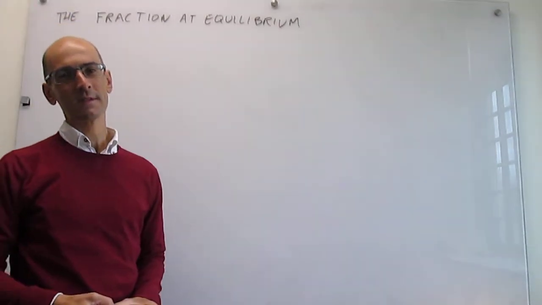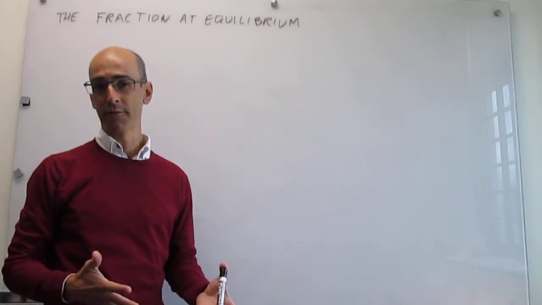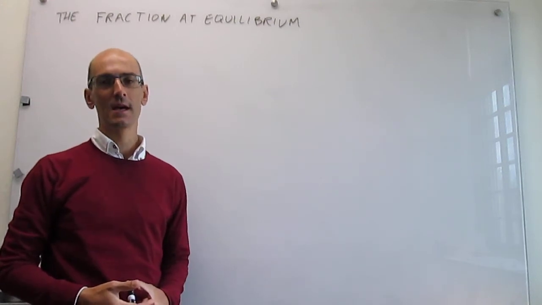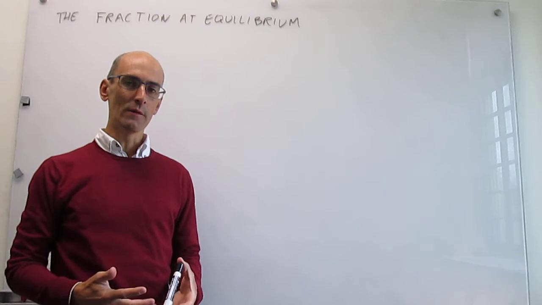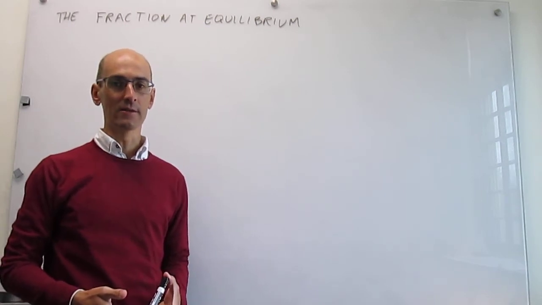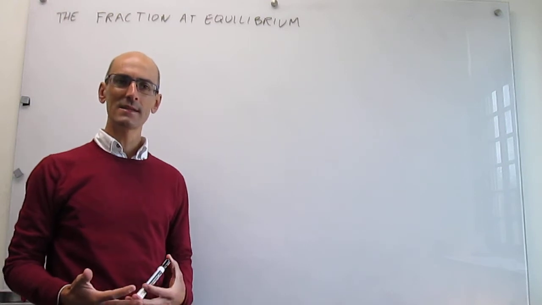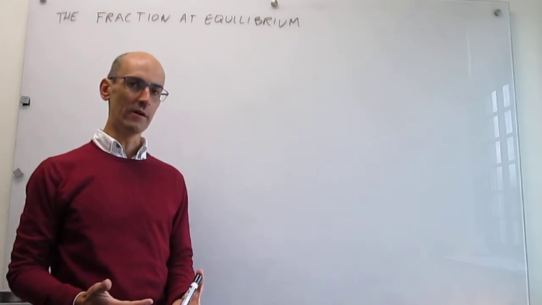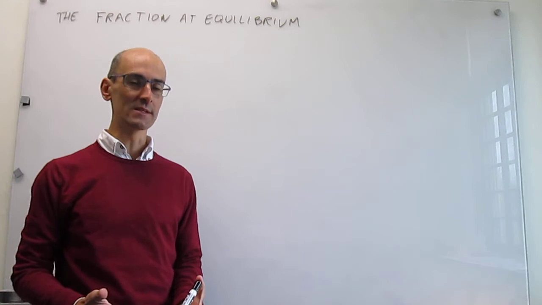This video reviews the calculation of the fraction of a species at equilibrium. Now, this is something that we like to do after we have introduced and understood equilibrium constants, and it's just an application of the power of having an equilibrium constant.